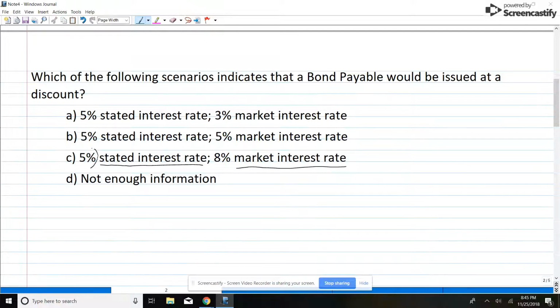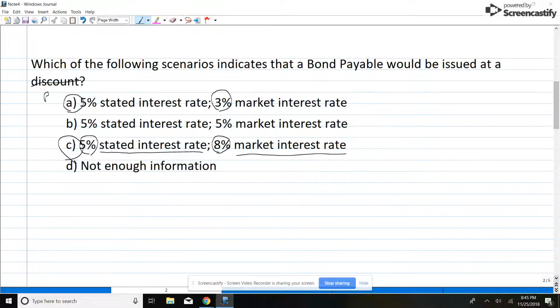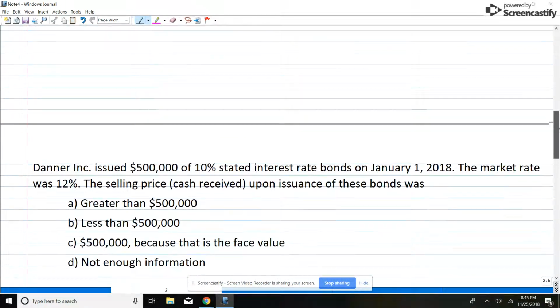Since they're kind of giving us a deal, right, we don't have to pay as much interest as we would in the market. So the stated rate is lower than the market rate. Therefore the answer is C, and it's a discount. Now, if the question asked would be issued at a premium, then it would be this one, because we could go get a 3% interest rate somewhere else, but we're going to take this 5%. So that's that question. This video might go pretty quick.